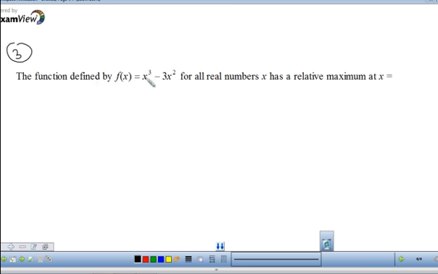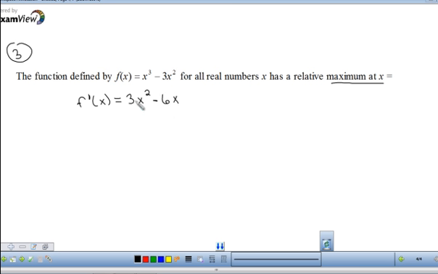The function defined by f of x equals x cubed minus 3x squared for a real number has a relative maximum at... So we're just going to find the maximum. To find the maximum, I have to find the critical points, where the derivative does not exist or the derivative is equal to 0.